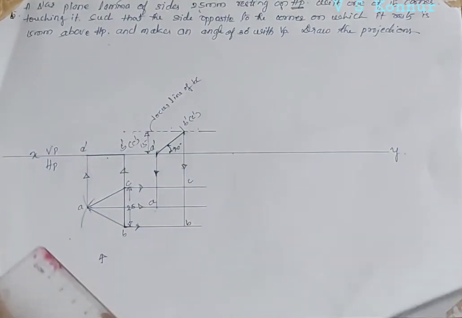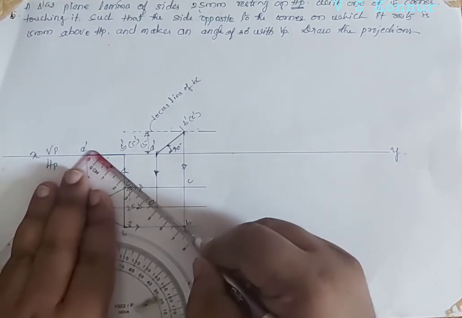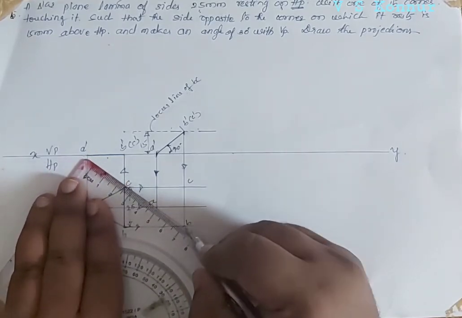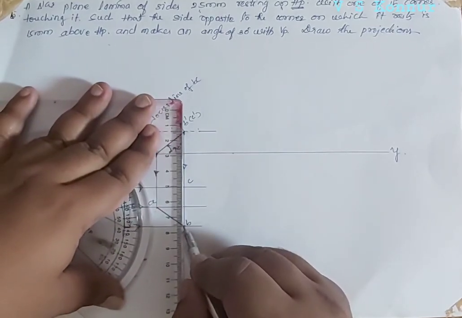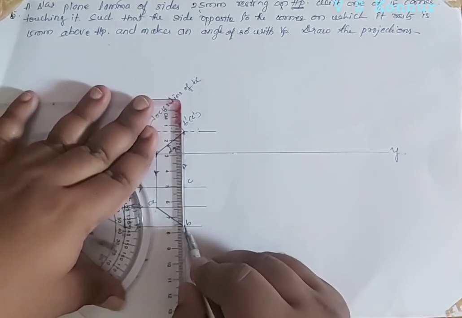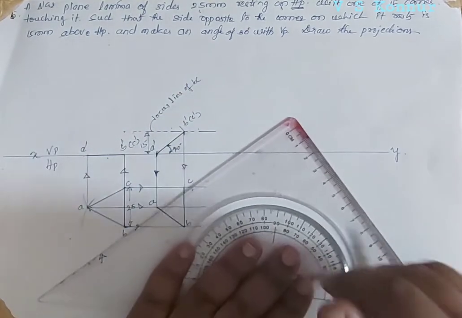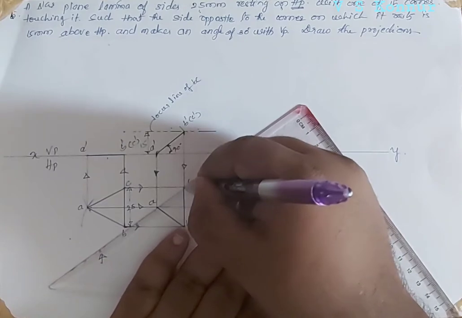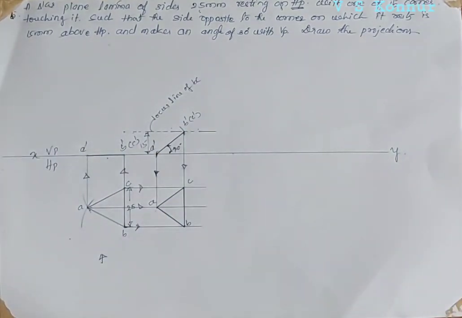Now we'll join these points A to B with a dark line. Then B to C, and then A to C. So now we got top view, or the second position is over.